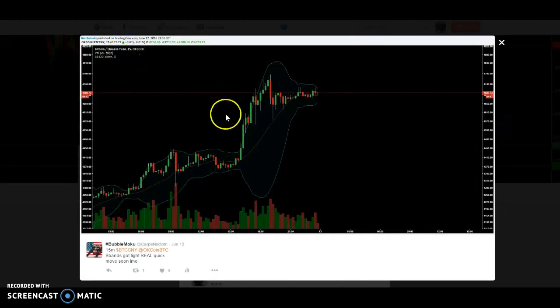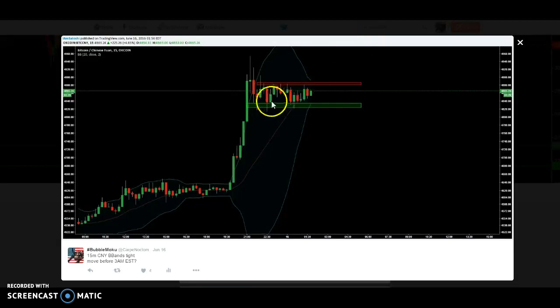You can also use bands immediately after a move. This did end up breaking up. This was June 12th. If they get tight really quick, that usually represents a flag, bull flag or bear flag. So they're even useful on the 15-minute time frame. And again, you'll see how wide these got and how quickly they came in. That usually indicates another move is coming.